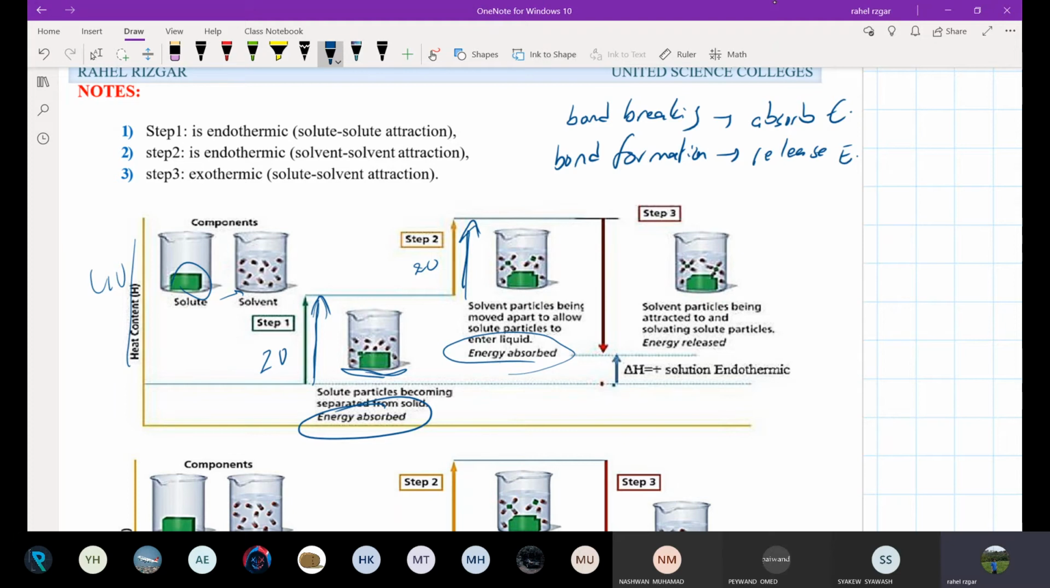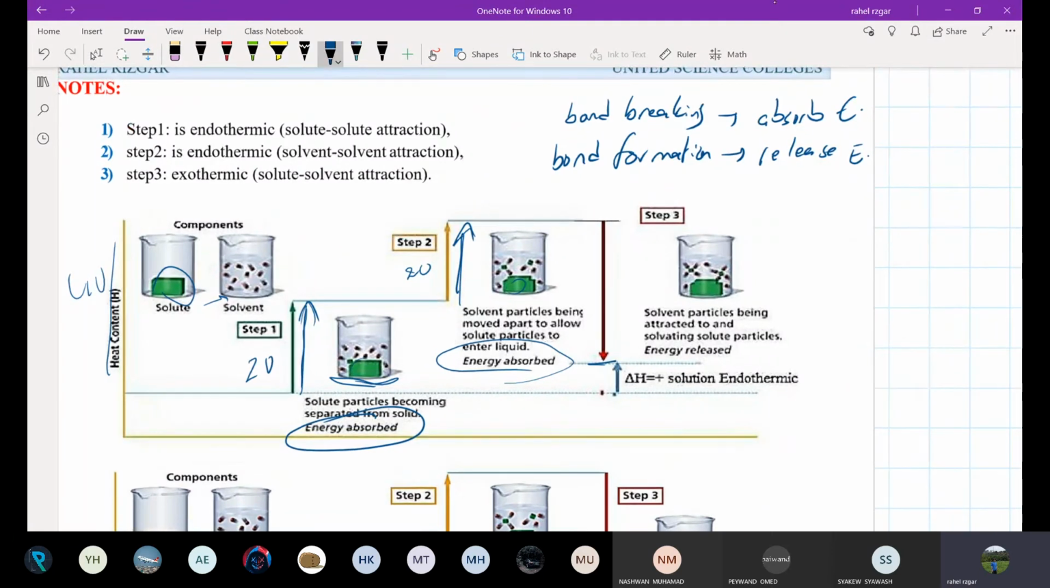So if bond breaking absorbs energy, at first we need to bring the solid particles apart, then the solvent particles, they are absorbing. Then when the solute and the solvent get mixed, they don't need energy, they will start to release energy. But this released energy must be compared to the energy absorbed before. Let's say in this example, if the released energy is less than the absorbed energy, let's say how much energy is released. Let's say 30 kilojoules is released.